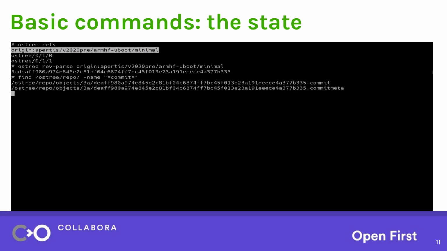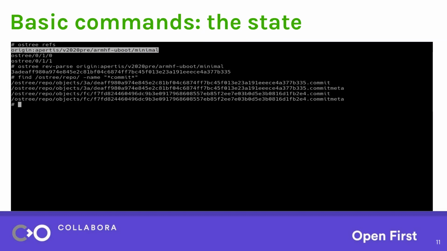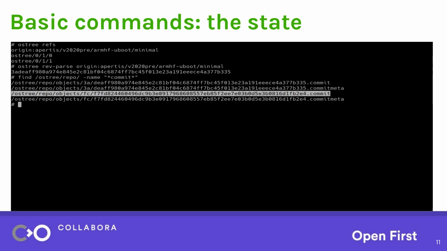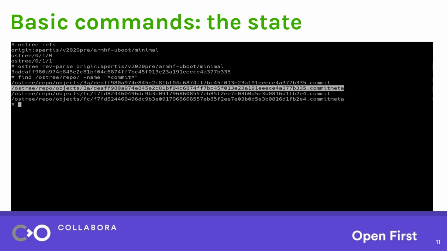Just to show you how all commits are placed in the repository, I will run find, and as you see we have two commits here for the initial and upgraded commits, and additional files named commitmeta, which is detached metadata for those commits.